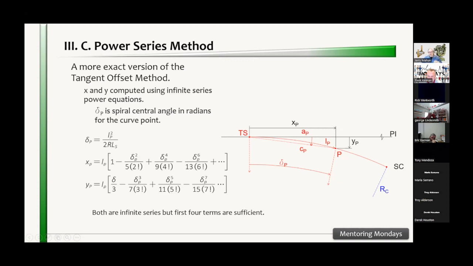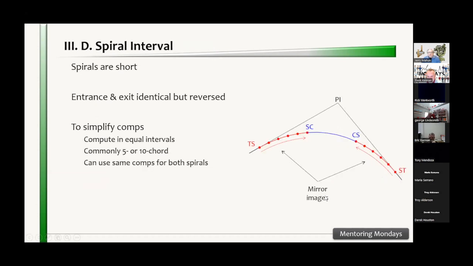It's not perfectly 100% exact, but it's a lot closer. Okay? And they're infinite series, so you can go on and on. But the thing is that after each term, each contributing term has less of an effect on the deflection angle. So basically, after about 4 terms, you can pretty much truncate it and it won't make any difference, at least not a measurable difference. So now once you compute the XP and the YP, then you can solve backwards to get your chord distance and your deflection angle.